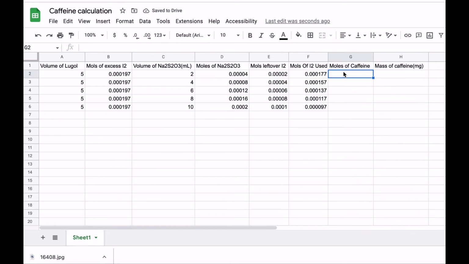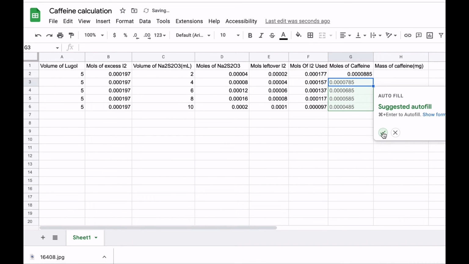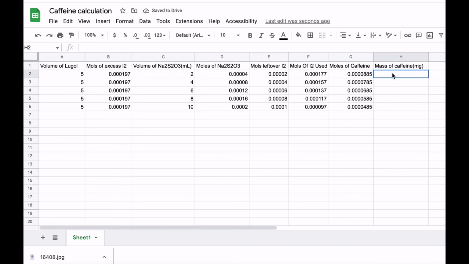Now for the moles of caffeine, if you remember from our equation, the mole ratio of iodine to caffeine was 1 to 2. So if we know the moles of iodine, then we can figure out the moles of caffeine, which would be again half. Okay, now to figure out the mass, we multiply moles by molar mass. Equal moles multiplied by molar mass, 194.2, and enter. Okay, so we have to multiply this by 1000.